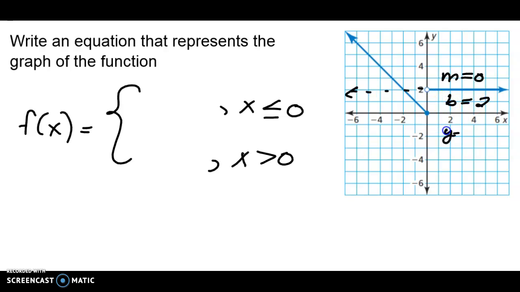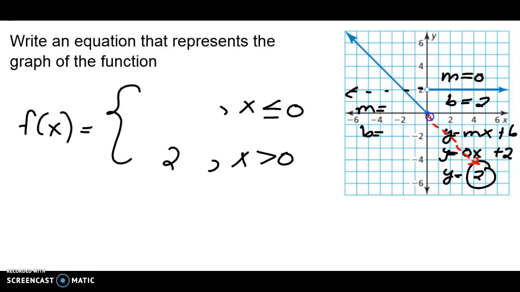So when you write it down in the form y is equal to mx plus b, it's actually y is equal to 0x plus 2. So if you clean that up a little bit, then that's y equals 2. And that's the same as f of x is equal to 2. Now for the other line, you can imagine that this one extends as well in the fourth quadrant. But just like what we did earlier, when you're trying to find the equation of the line, you need the slope and the y-intercept.